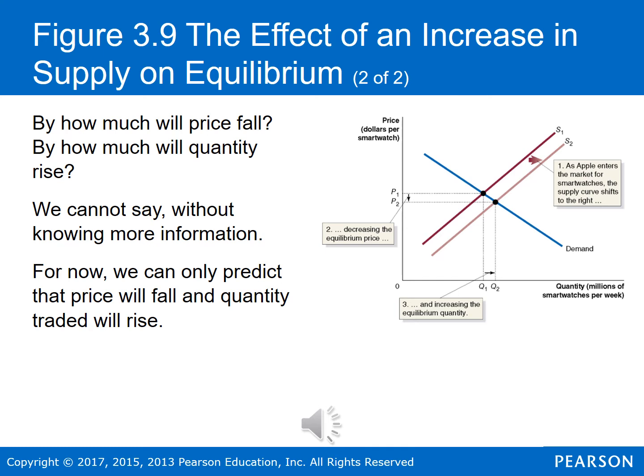So by how much is price going to fall and how much is the quantity going to rise? That, unfortunately, we can't give a good answer for without knowing a lot more information. We'd have to know the actual supply and demand curves and know the specific slopes they have, the shape, whether it's a straight line or whether it's a slight curve. So for now, we can only predict that the price will fall and the quantity traded will rise. We can't say specifically how large those increases or decreases are going to be.